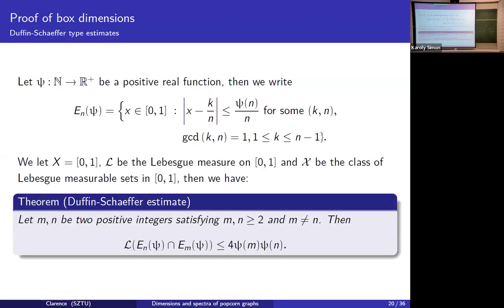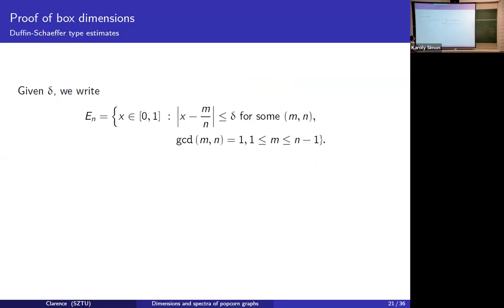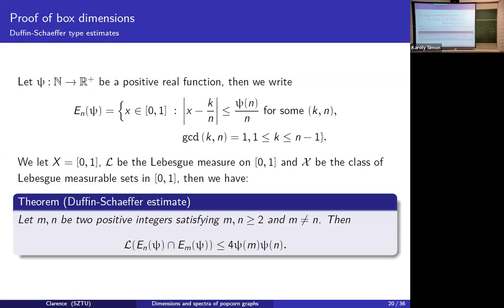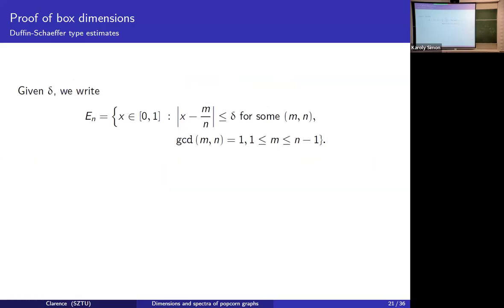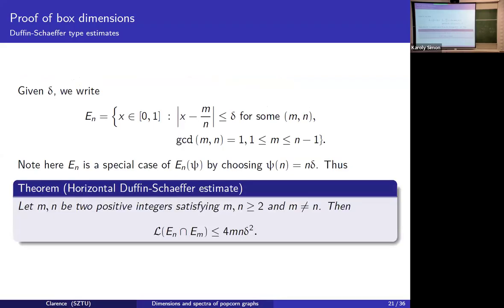And as for the differential estimate, it shows for different m and n, and the Lebesgue measure can be controlled by the psi m and psi n. As for the estimate of the popcorn graph, we just choose some special functions in the differential type estimates. If we choose the psi n equals n times delta, we have the horizontal differential estimate for the popcorn graph.